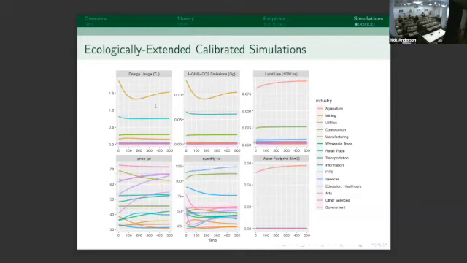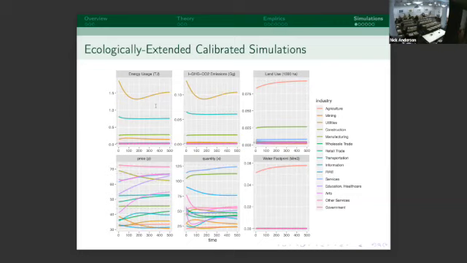As I was saying, once you have the intensity and the structure calibrated, you can have simulations of this multi-sector growth model. And because it's ecologically extended, you can have all of these 2000 indicators, but what I chose is, in the top left, energy usage, emissions in the middle, and then land use and water footprint.